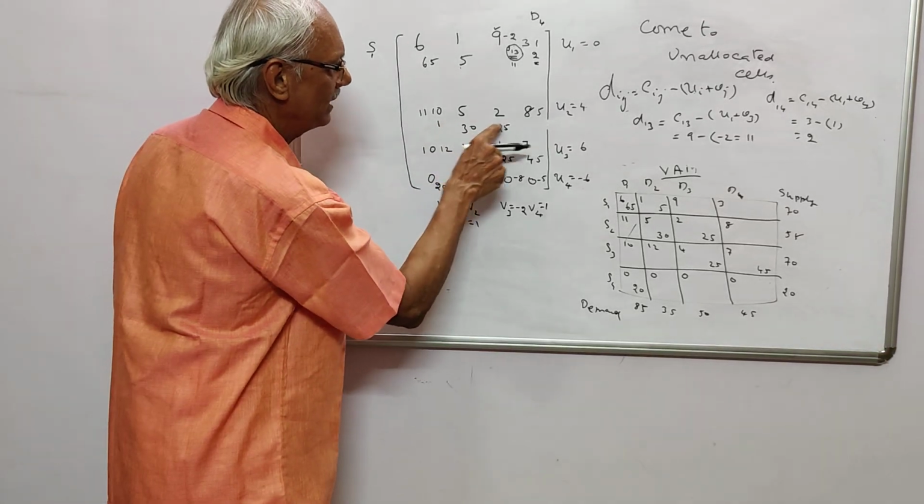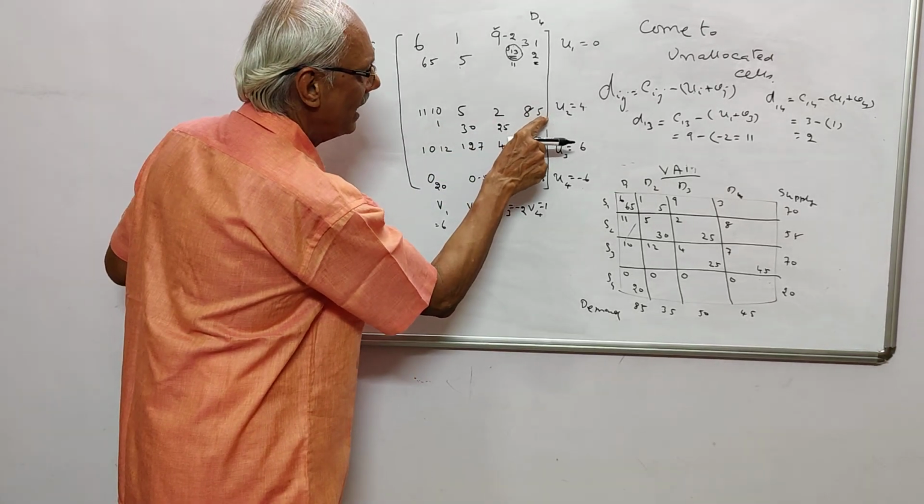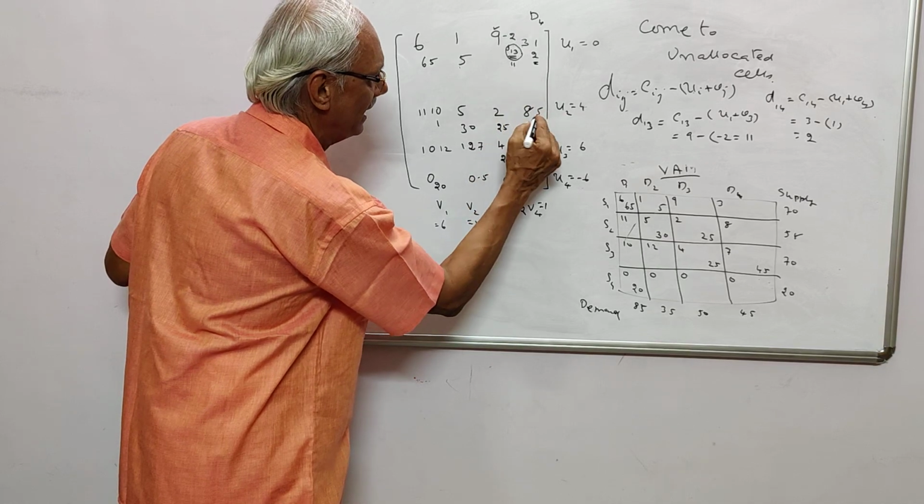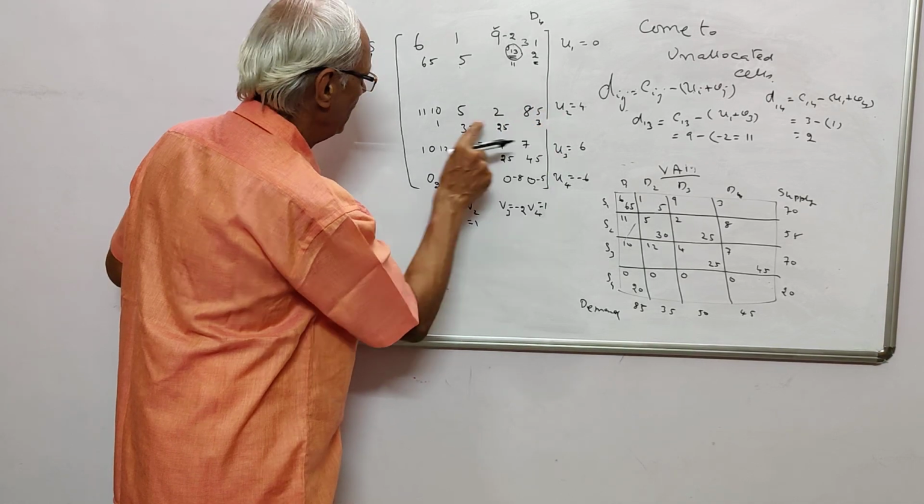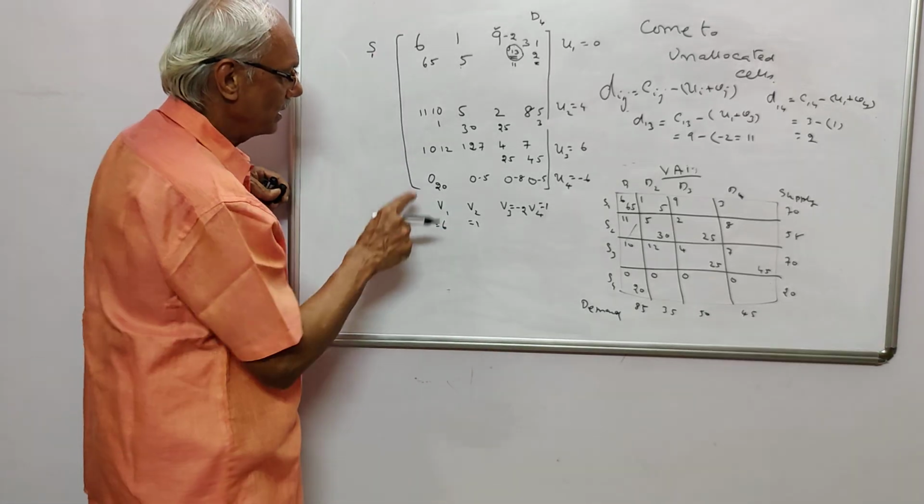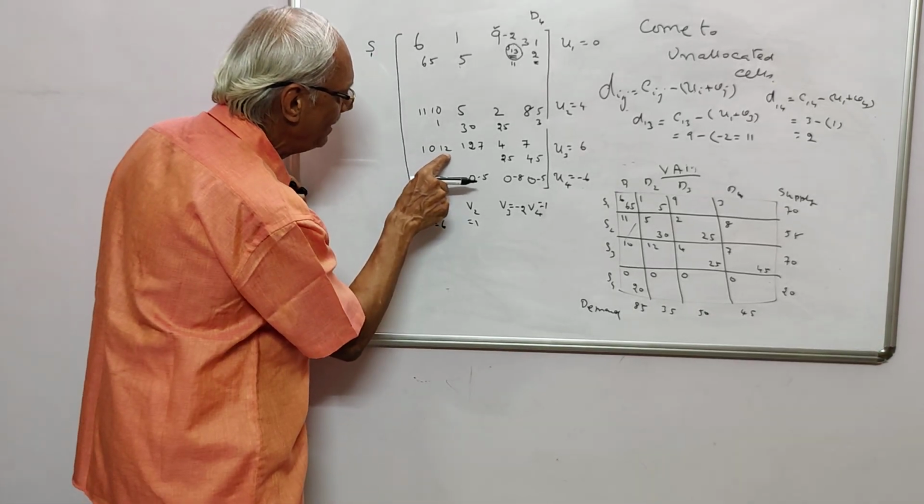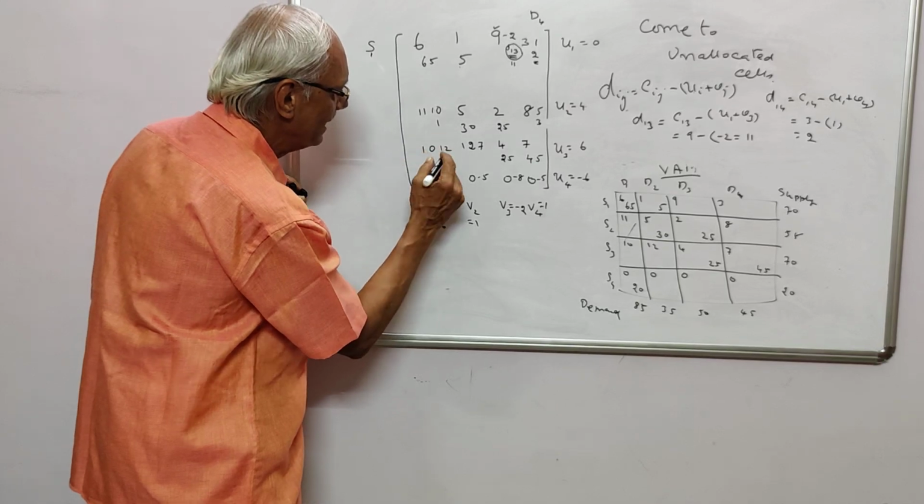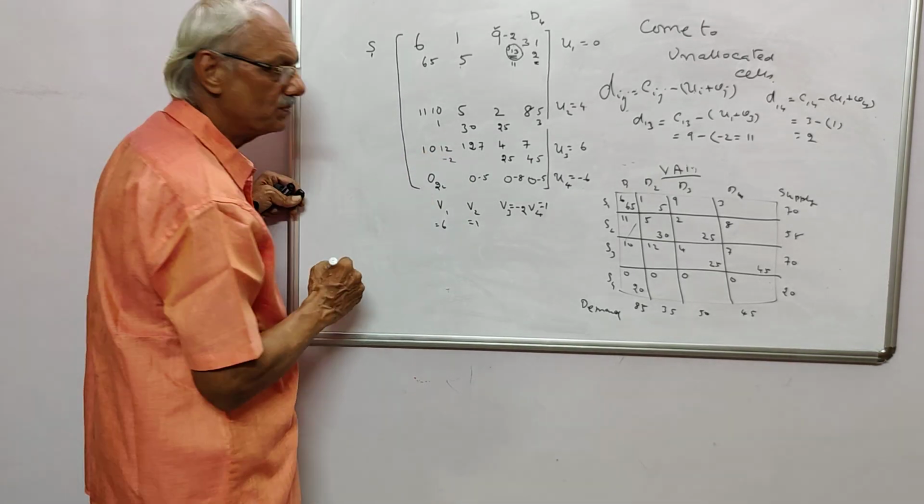Don't take this, come to this. What will you add with this 5 in order to get 8? It is 3. So this is your D1, D24. Come to this. What will you add with this 12 so that you will get 10? It is minus 2.